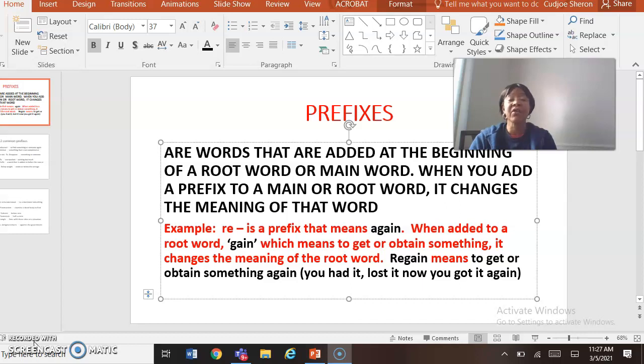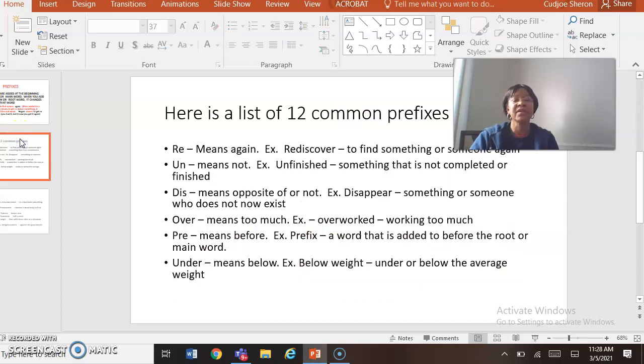The prefix re means again. So when you add that prefix re to a root word, gain, the word gain means to get or obtain something, it changes the meaning of that word gain. So regain means to get or obtain something again, which means you had it once, you lost it, now you got it again, regain. Let's look at a few more of these.